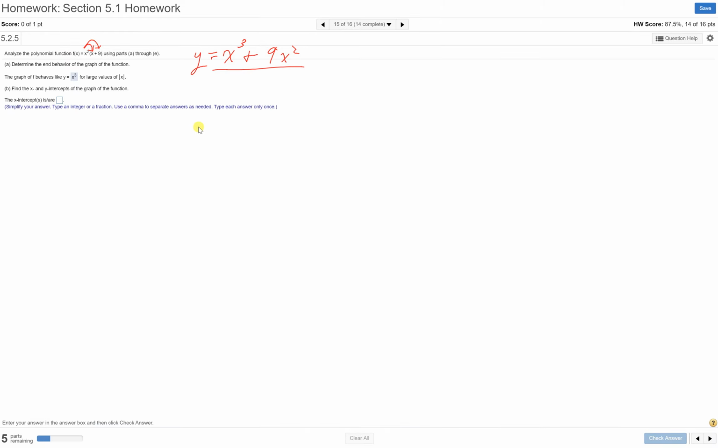Excellent. What are the x-intercepts? Well, to find the x-intercepts, I'd rather use it in this form. So I'm going to go back to the drawing board. x squared times (x plus 9) equals 0. Remember, the step is to make the equation equal to 0 and solve for x.